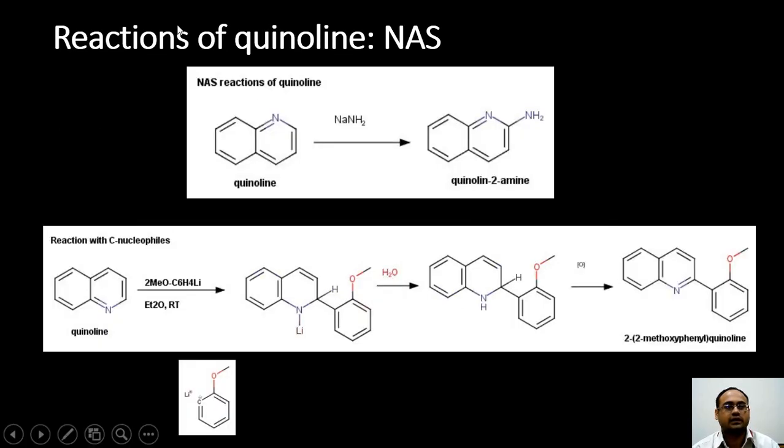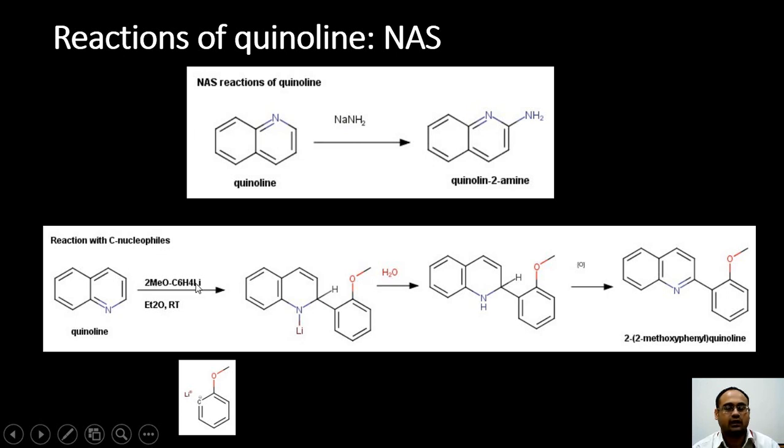Then continuing reactions of quinoline, we find that nucleophilic aromatic substitution can take place, and as we have studied with pyridine and other compounds, nucleophilic substitution can take place to give us quinoline 2-amine derivatives, in which a Chichibabin-type reaction takes place. This is a nitrogen-centered nucleophile, but carbon-centered nucleophiles can also react.